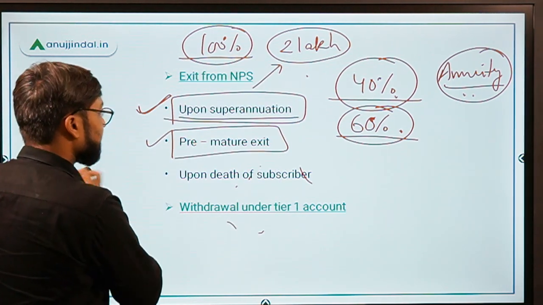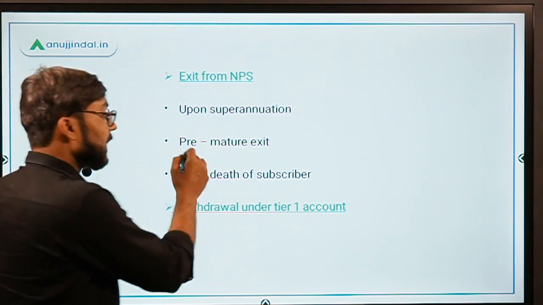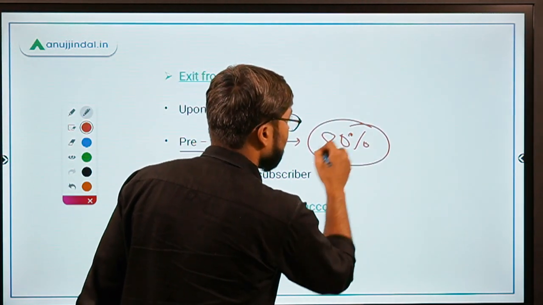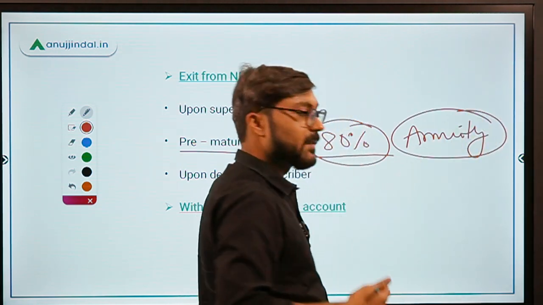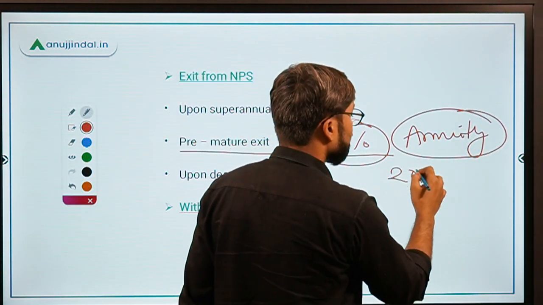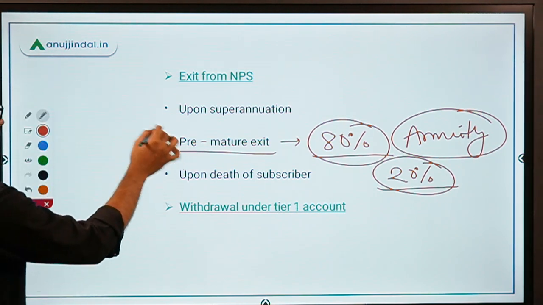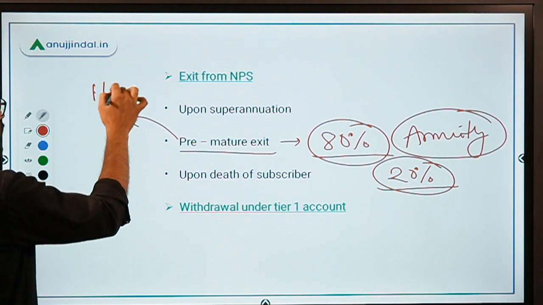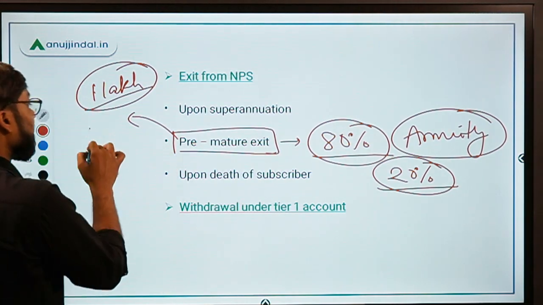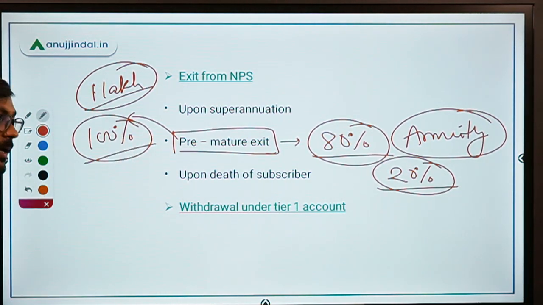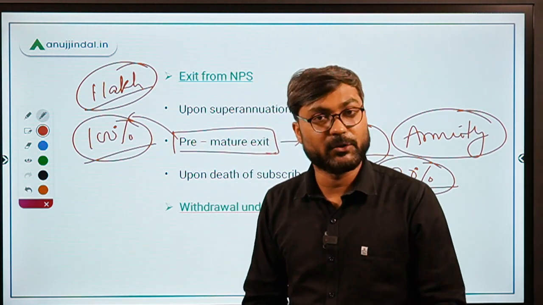And now if we talk about the premature exit, so what will happen in a premature exit? If I want to exit the scheme prematurely, then 80% of the accumulated fund I have to invest in one of the annuities. Okay, I have to invest it in an annuity to get the regular monthly pension, and the rest 20% I can withdraw. Alright, so I hope the premature exit is also clear, and there is also one condition that if the accumulated amount is equal to 1 lakh or less than 1 lakh, then at the time of premature exit 100% withdrawal can be done. Okay, I can withdraw 100% if my accumulated fund is equal to or less than 1 lakh if I want to exit the scheme prematurely.